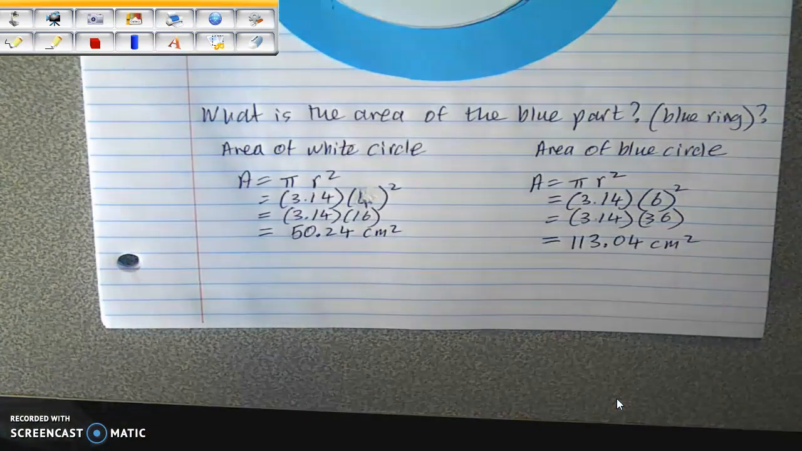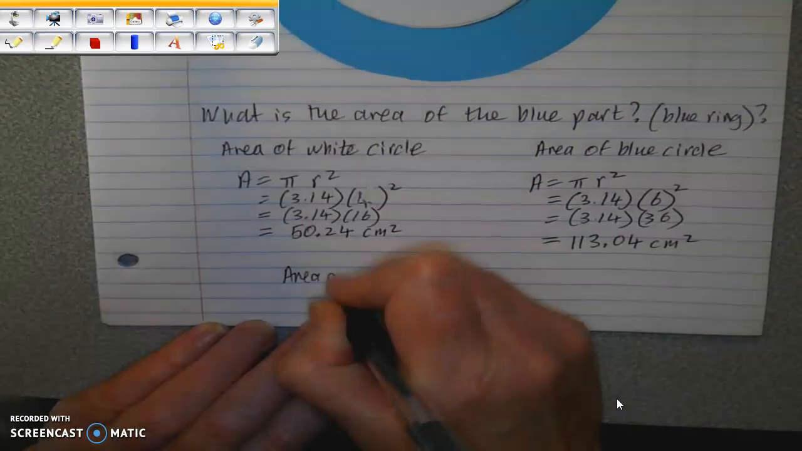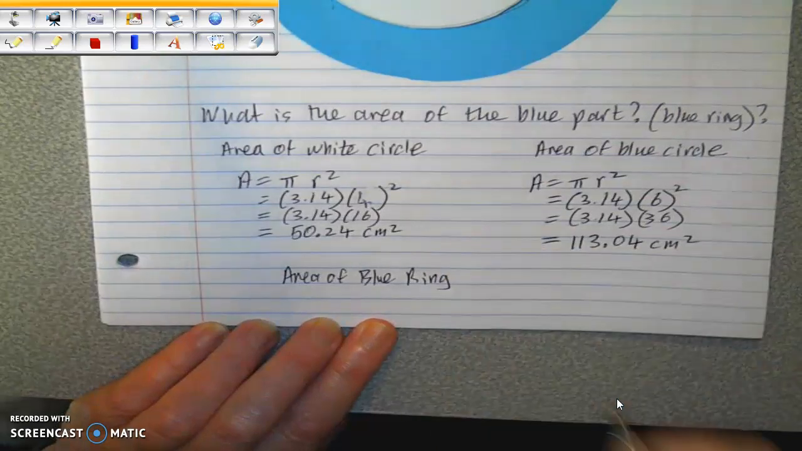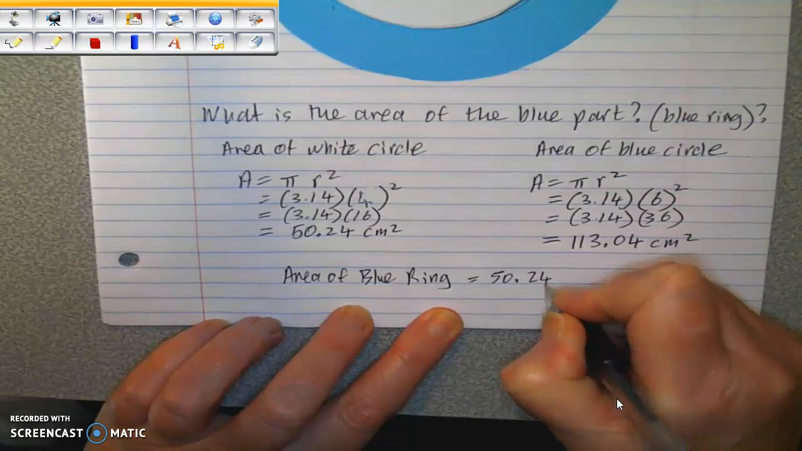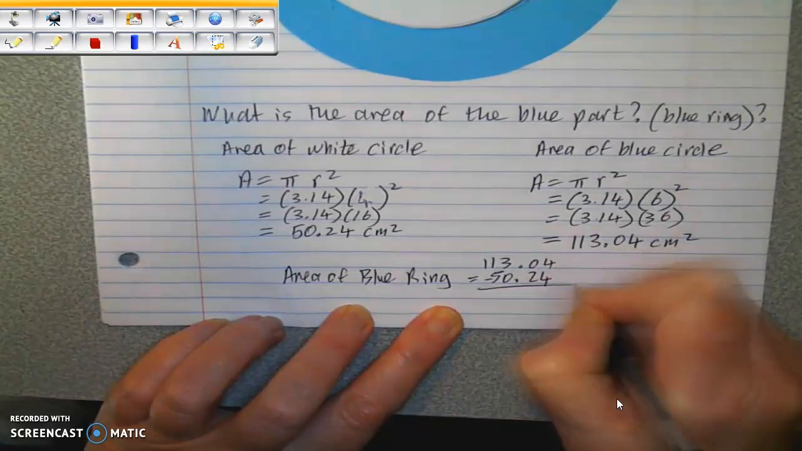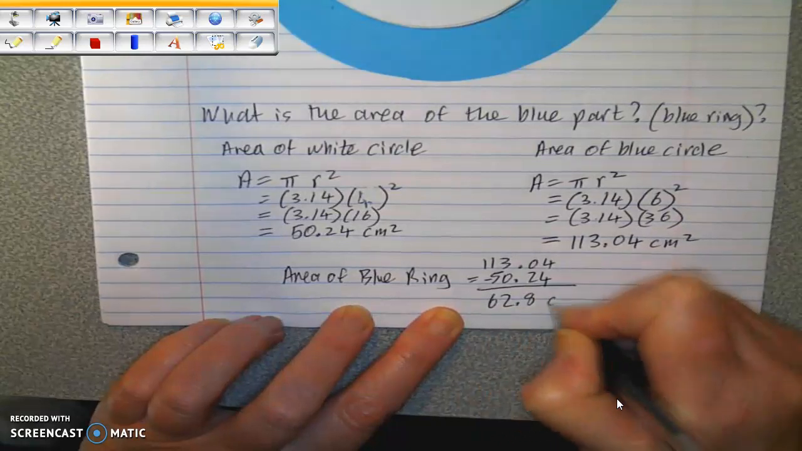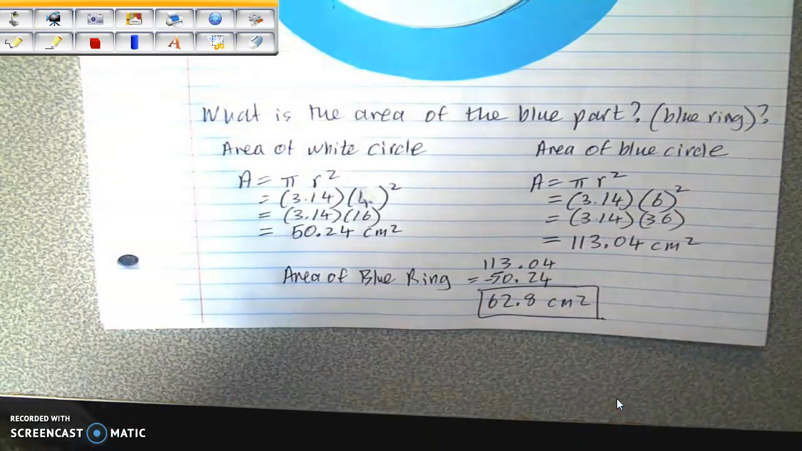We also have the area there of the white circle. You're going to subtract the area of the white circle from the area of the blue circle, and that will give you the area of the blue ring. And we're subtracting, and we get 62.8 centimeters squared. That is the area of the blue ring.